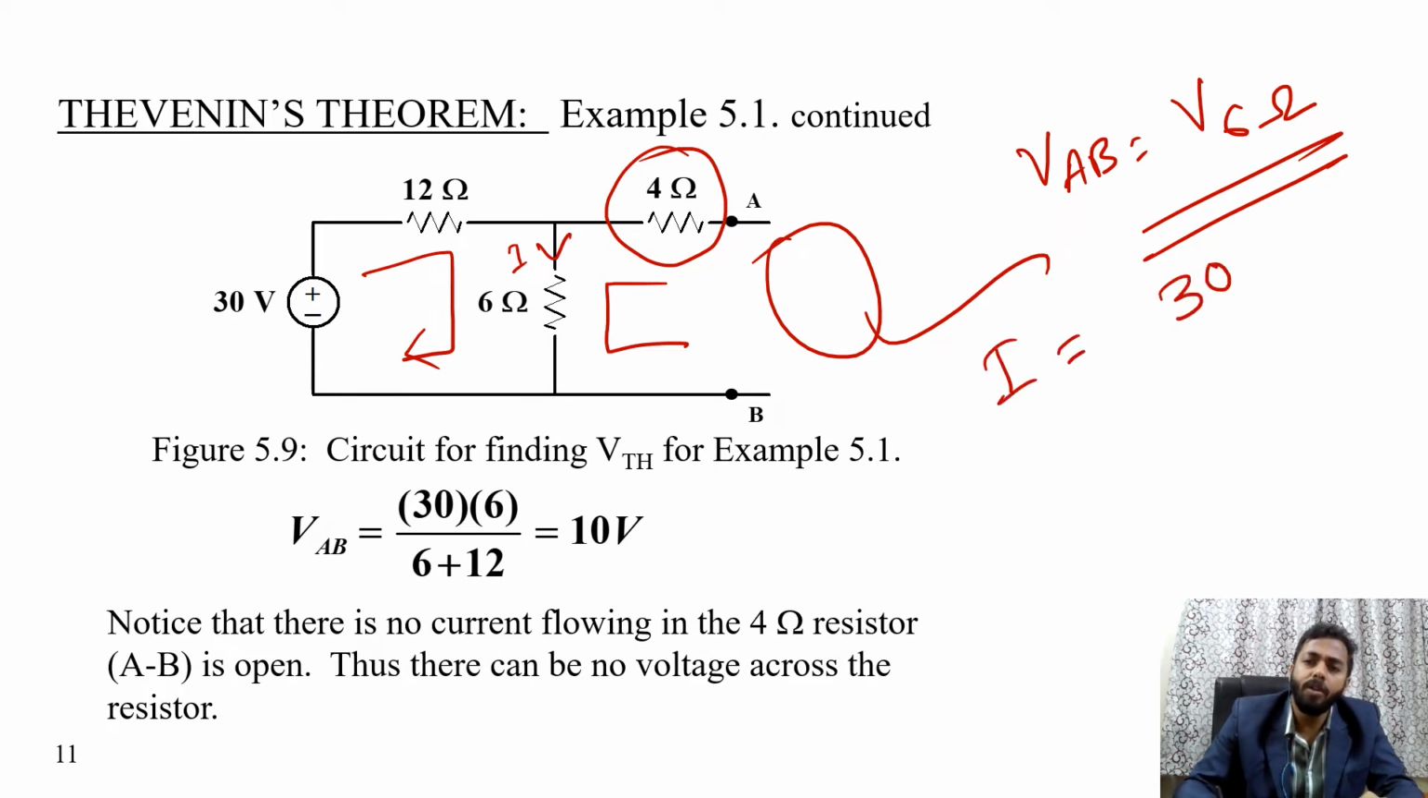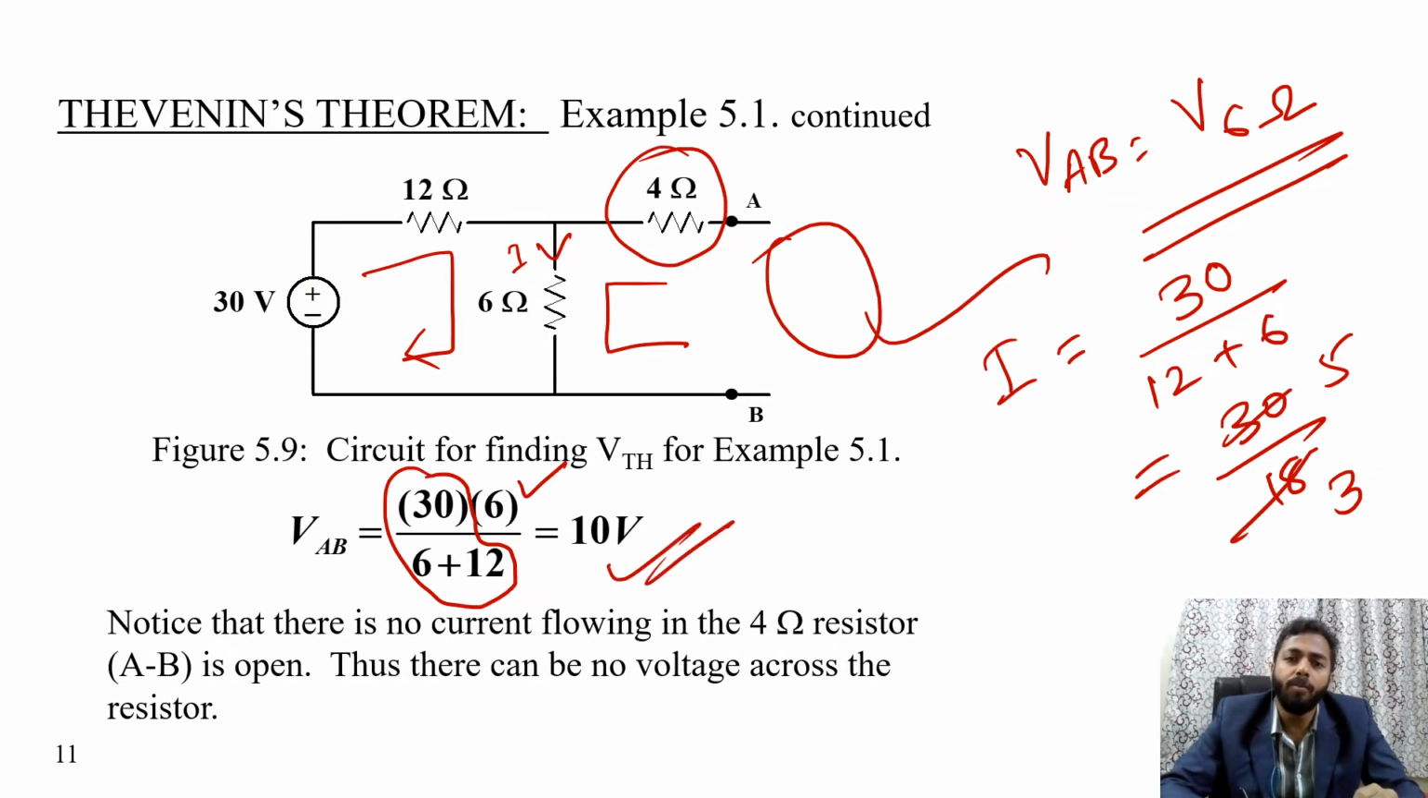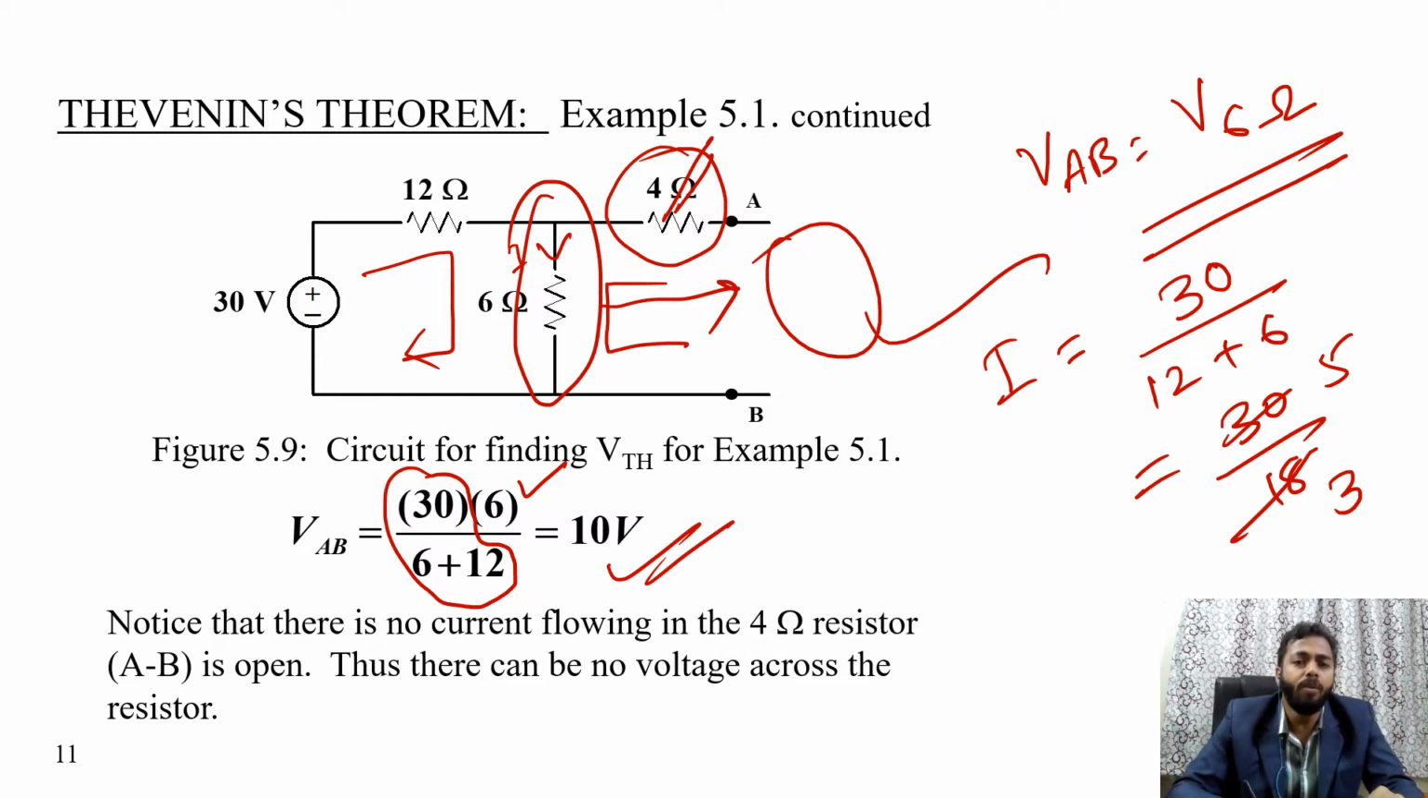The current in the 6 ohm branch is equal to 30 volts divided by the resistance in series, 12 plus 6, that is 30 by 18, which is equal to 5 by 3 ampere. Then we have to multiply this current with the resistance, and you will get the voltage between the terminals A and B, because the 4 ohm has 0 voltage, and this voltage drop is going to appear between the terminals A and B. That's why the voltage between the terminals A and B is 10 volt, which is the current times 6 ohm.